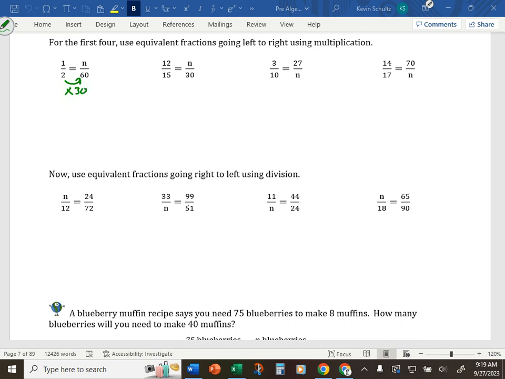Up above, we multiplied by 2 over 2, 3 over 3, 100 over 100. Here, knowing that we multiplied 2 by 30 to get 60, what would we have had to multiply 1 by to get an equivalent fraction? 30, right? What you do to the denominator, you have to do to the numerator. And so that tells us n has to be 30 because 1 times 30 is 30.